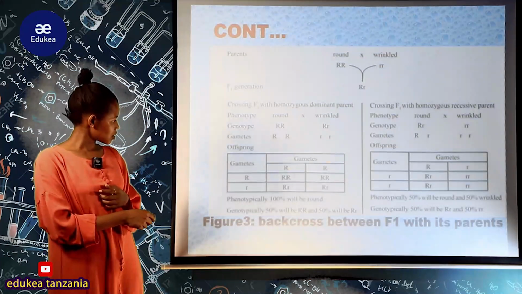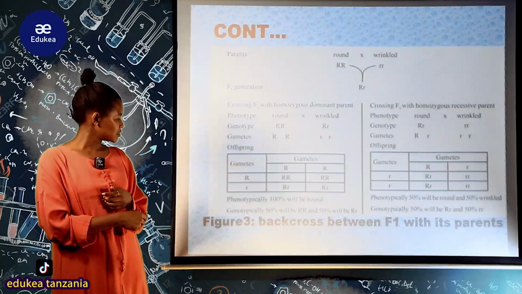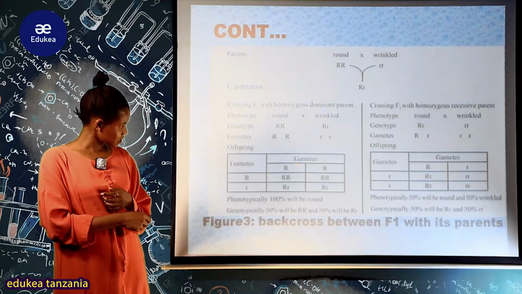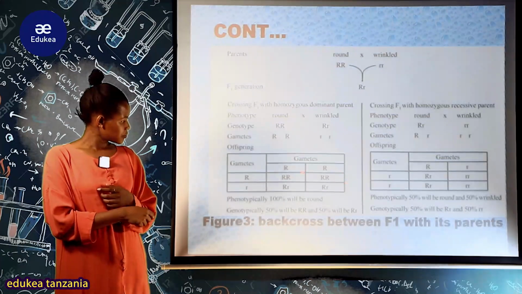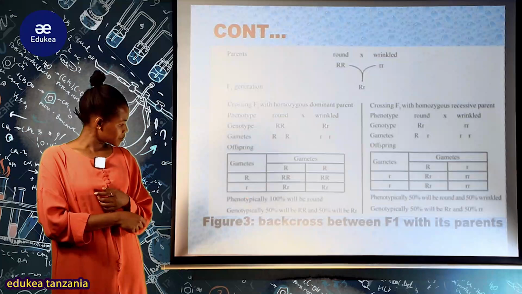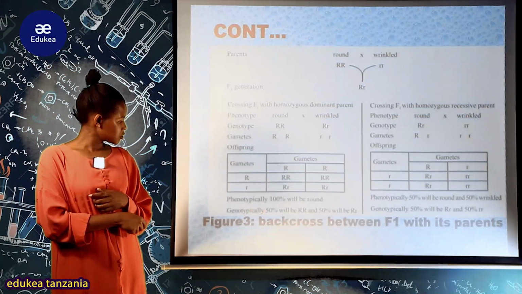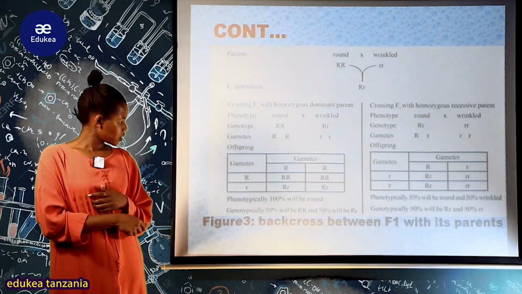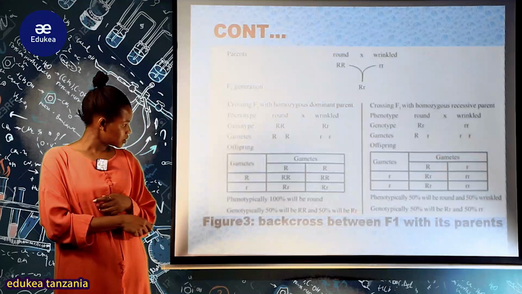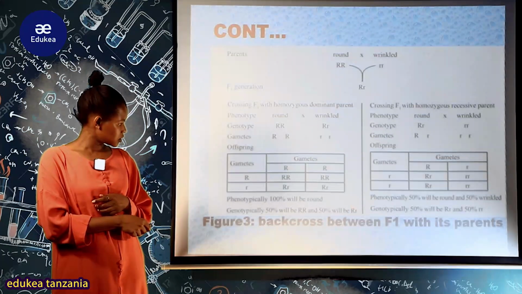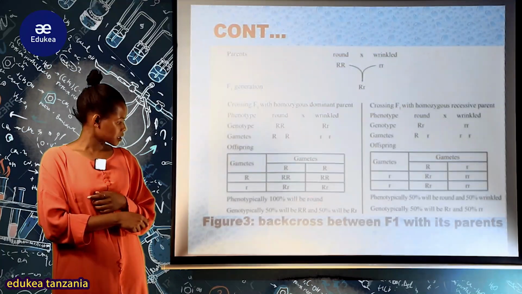Then unaingiza zao kwenye Punnett square. But at this time remember hatutumii male na female. Hizi ni gametes tunaziindicate, then tunapata possible genotypes. Then phenotypical you can see 100% will be round, but genotypical 50% are round and 50% will be heterozygous. That is the way we can determine the unknown genotypes.